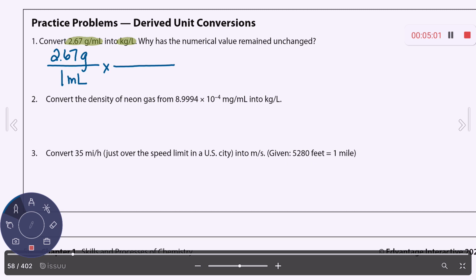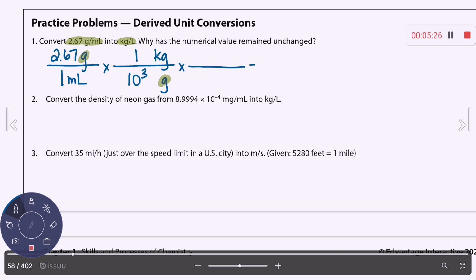Grams will follow me onto the diagonal. Kilograms would be on top. The number one would go where the prefix is, which is kilo. Kilo is 10 to the third, so I'll put it down here on the bottom. And my grams will cancel because they're on the diagonal. And then I also need to convert milliliters into liters, which is another one-step metric conversion.